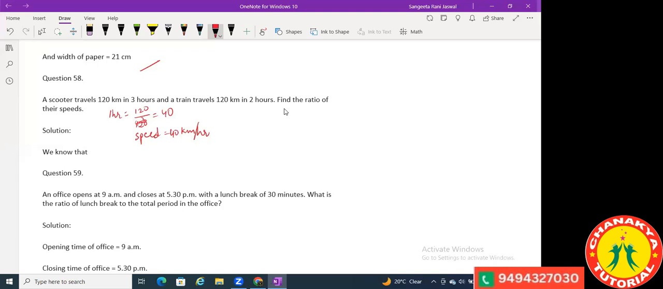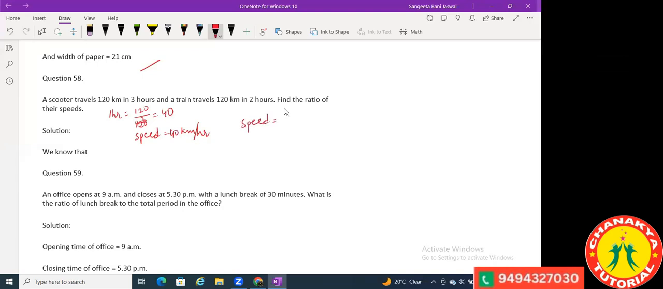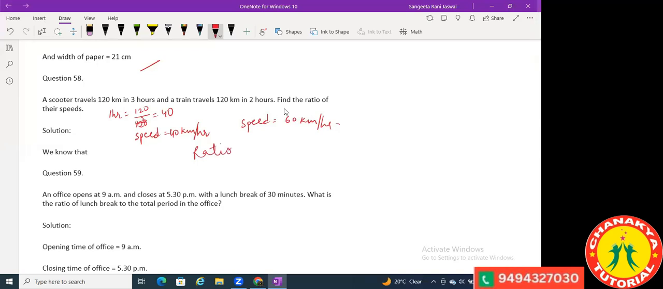And a train travels 60 kilometers per hour. Okay, so that is 60 kilometers per hour. Now please find the ratio of this speed. What is 40 by 60? 2:3, ma'am. The ratio is 2:3.